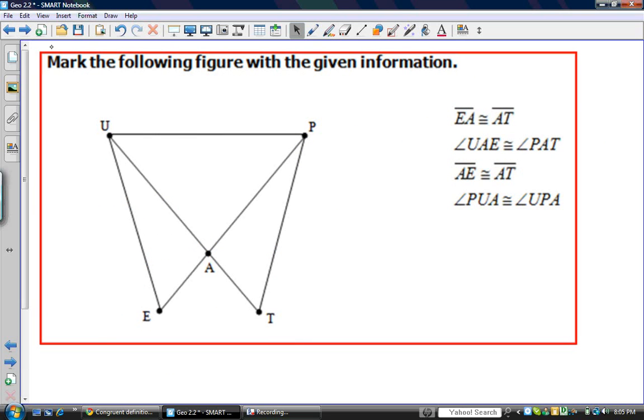Now, we want to mark this figure below, given the information that we have over here. It says EA is congruent to AT. So we find EA, that's this mark. So in the middle, we'll draw one line. And that's congruent to AT. So there's the line there. Those two marks show that these two are congruent.